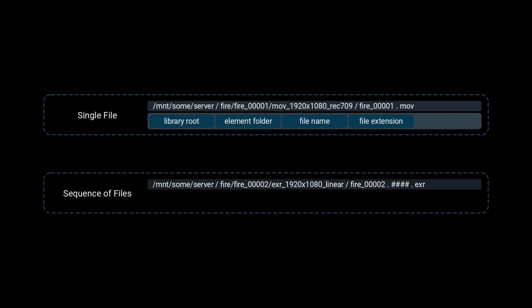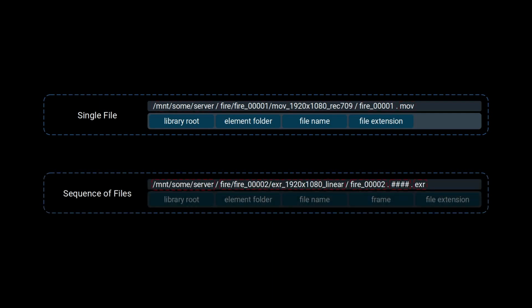For the file path of a sequence it will be quite similar. We break the path into its single parts. But there is one difference, as you might have noticed. And that is the frame counter, which is included in the file name. In -element you will use path patterns to assemble your file paths. You have placeholders that will be replaced by the actual values during the ingest time.